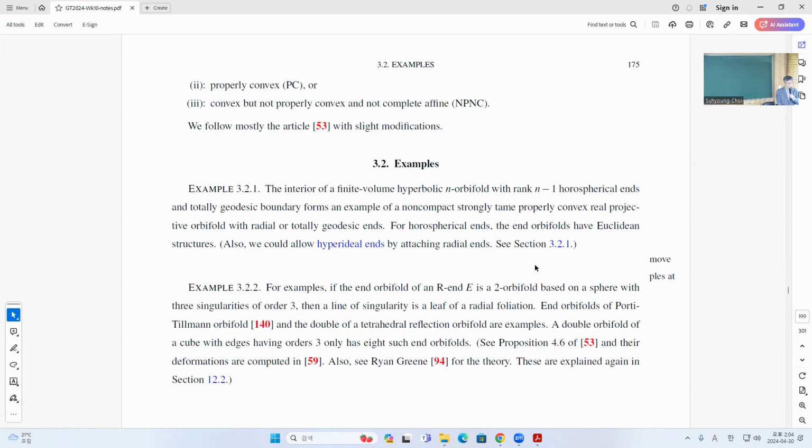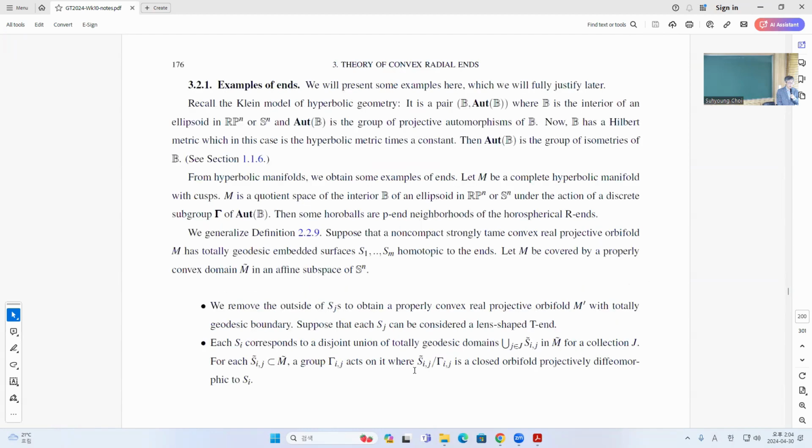Another example is a 2-orbifold based on a sphere with 3 singularities of order 3. You take the sphere with 3 singularities, which are of order 3. These will occur in some examples by Ponty and Tillmann and so on. Okay.